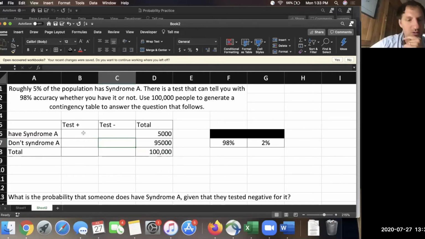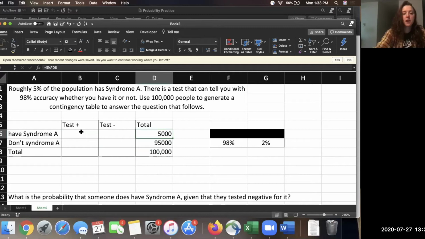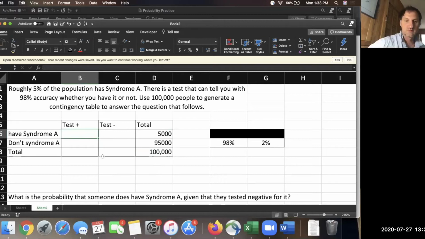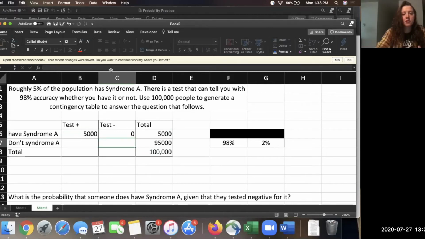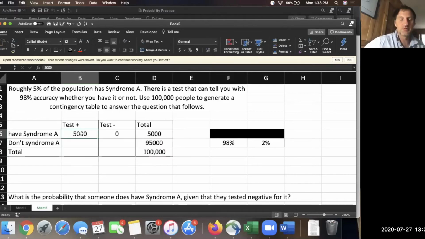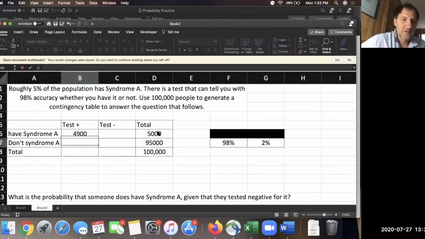Okay, so are these 5,000 people, should they test positive or negative? They should test positive. So why not just do this? Because the test is only 98% accurate. Right, so you're going to have some people who should have tested positive but actually tested negative. And the way we do that mathematically is the same. We take 98% and we multiply it by our total, which is 5,000 in this case, because we have 5,000 people who have the syndrome. So that's 4,900 people who should test positive.